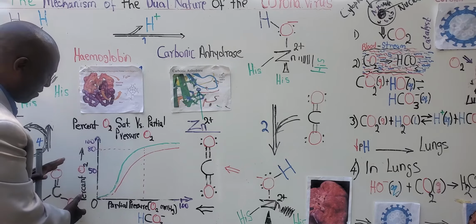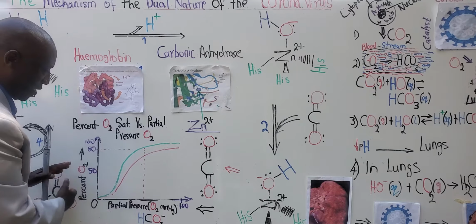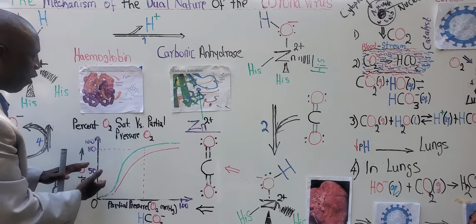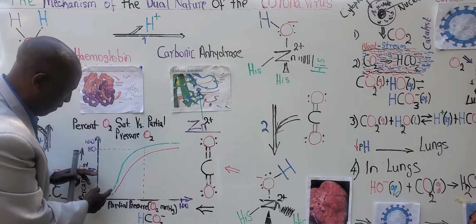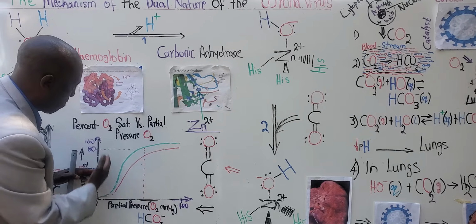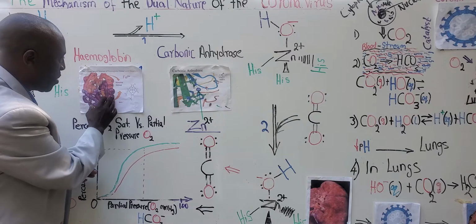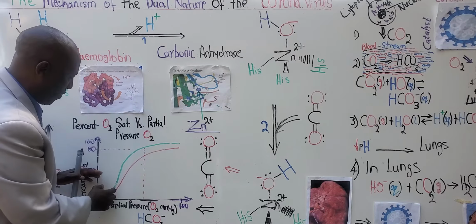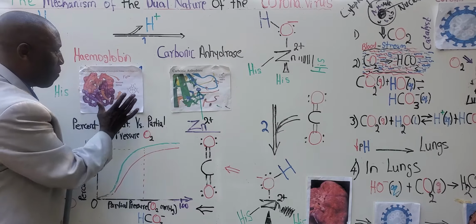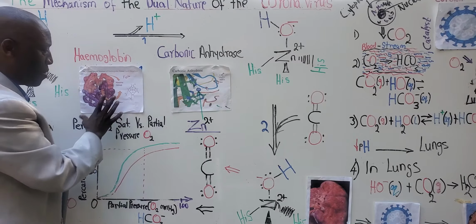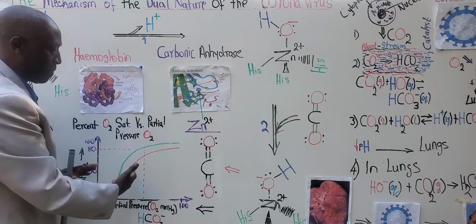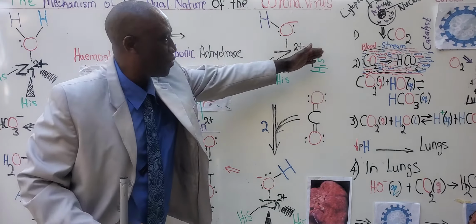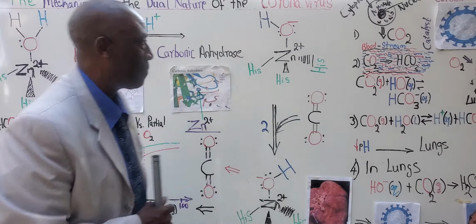This graph, percent oxygen saturation versus partial pressure in millimeters of mercury, represents the binding of oxygen to hemoglobin. The first molecule of oxygen binds to the heme of hemoglobin, meaning the iron of heme, and then this facilitates a conformational change in hemoglobin to bind more oxygen. After this, the oxygen is transported to the tissues for cell metabolism.